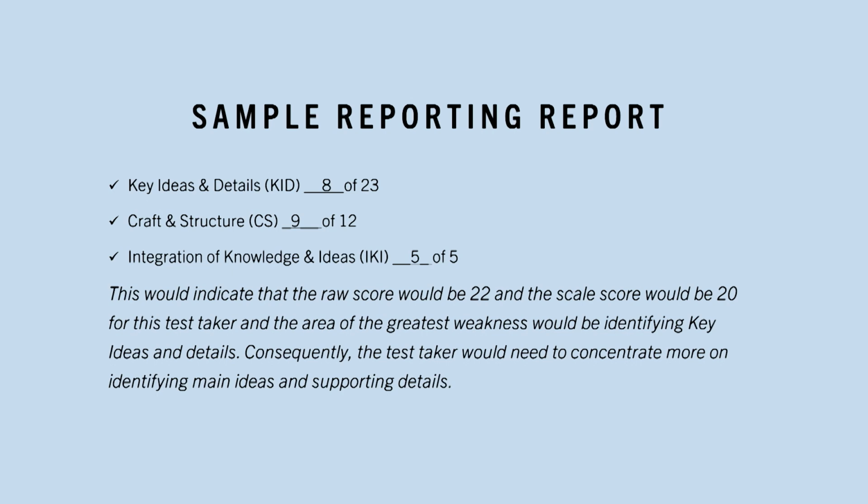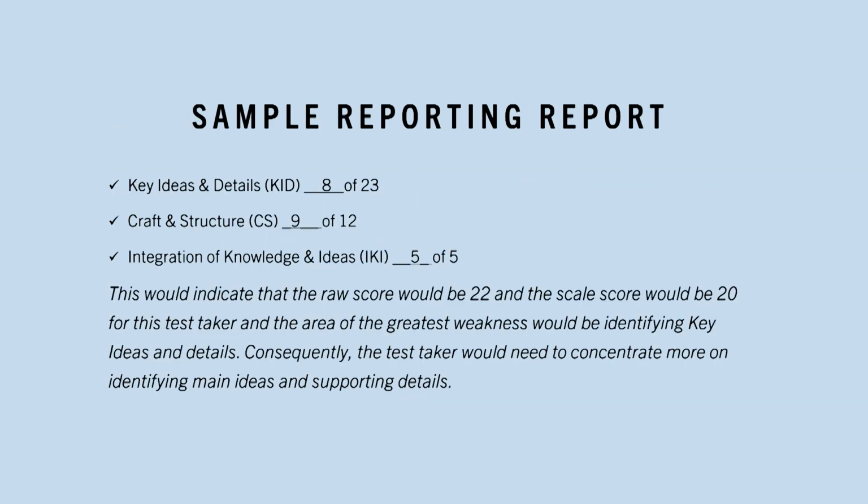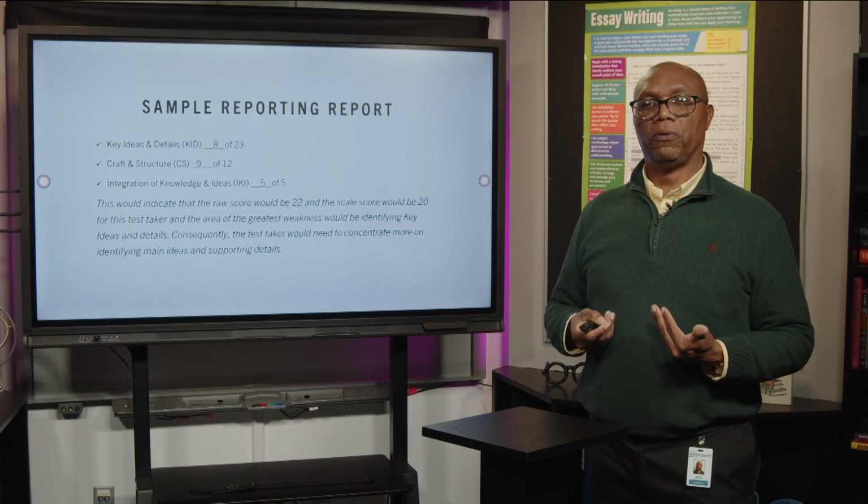This would indicate that the raw score would be 22, because all we have to do is go back and look at that conversion again. We said if the raw score was 22, meaning that you got 22 correct, your scale score would be 20. So when we understand what that means, now we can see what we need to do to improve our score.